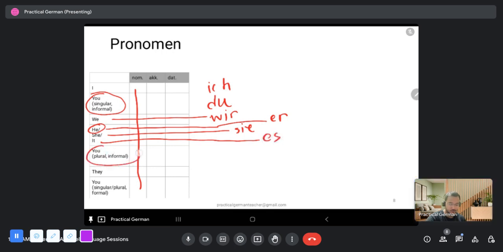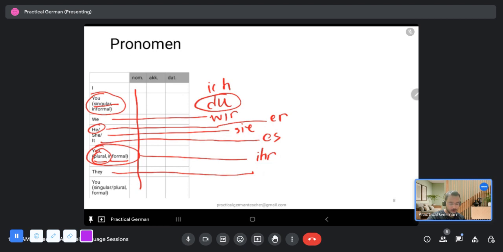Okay, this one: you plural but informal. No, not dich. You plural, so you are talking to, for example, all of us, informal. Not du, you already have that here. This is for singular. Now we are talking about plural. Okay, it is ihr. Let's talk about they, like third party they, plural. It is sie, small s.